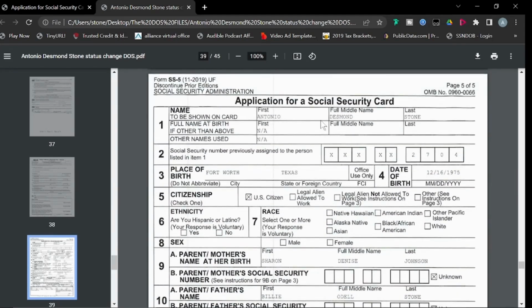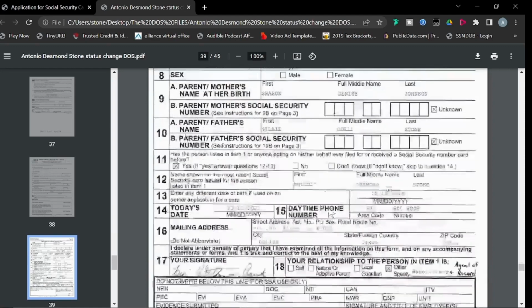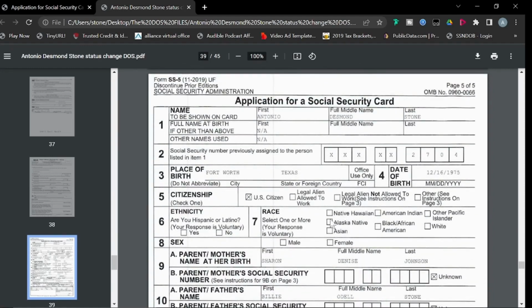So again, I'm gonna go over it again. When you're changing your status, when you're putting this in your DOS, that's what you're saying basically. I want to change my status by doing this application like this. It's referencing right here. This is what you're telling them again on this application. I'm changing my status, and I know you created this entity on this date. That's why I'm putting that here.